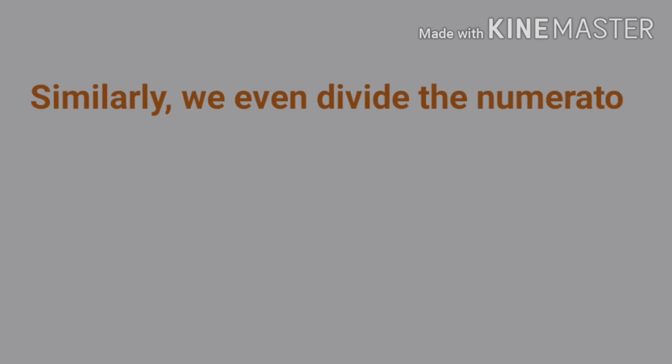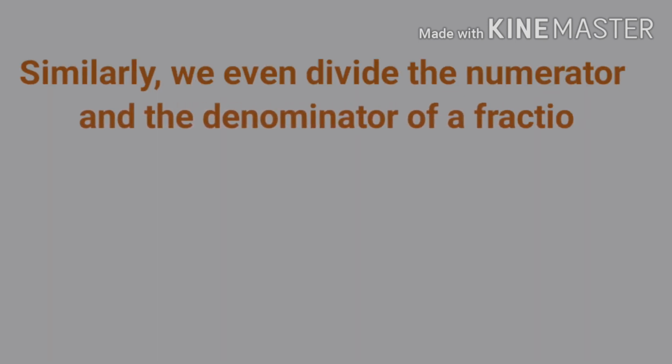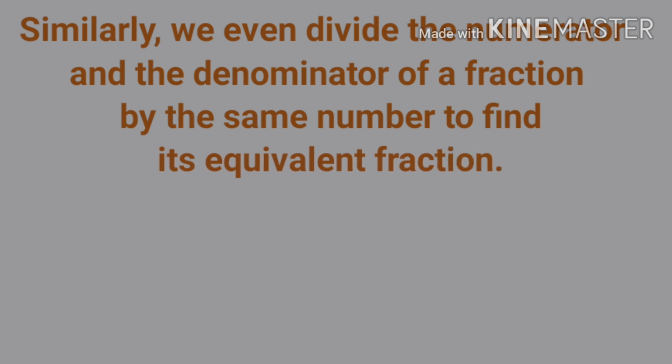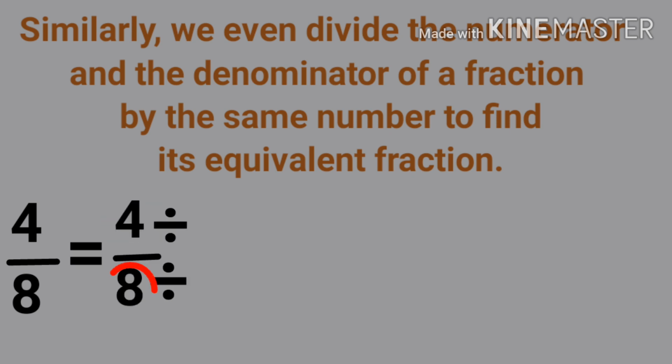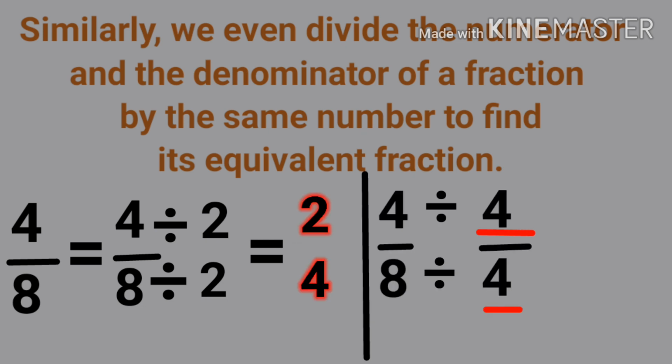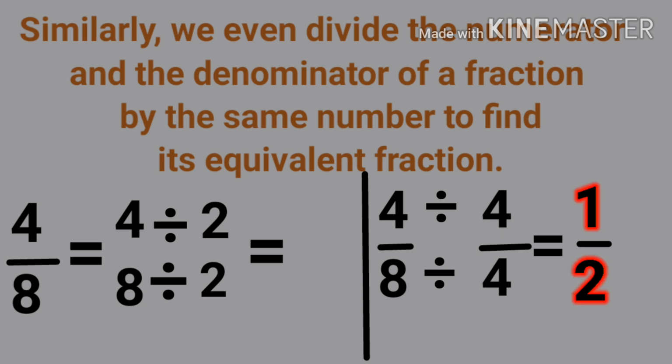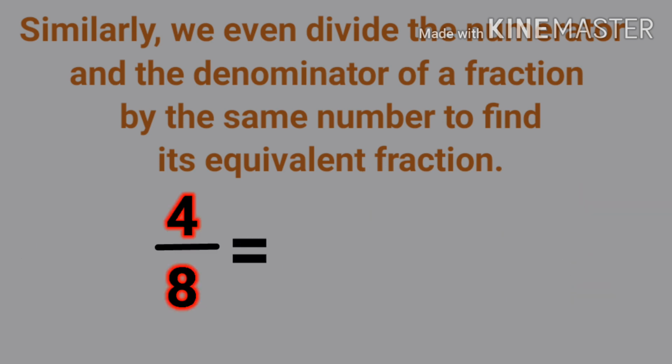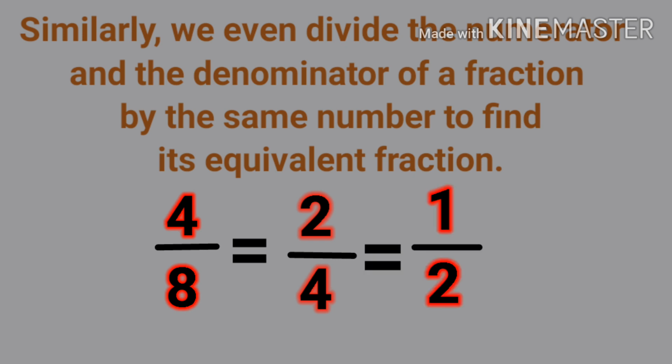Similarly, we can even divide the numerator and the denominator of a fraction by the same number to find its equivalent fraction. Let's take 4 by 8. By dividing the numerator and denominator by 2, we get 2 by 4, and by dividing by 4 we get 1 by 2. Thus, 4 by 8 is equal to 2 by 4 is equal to 1 by 2.